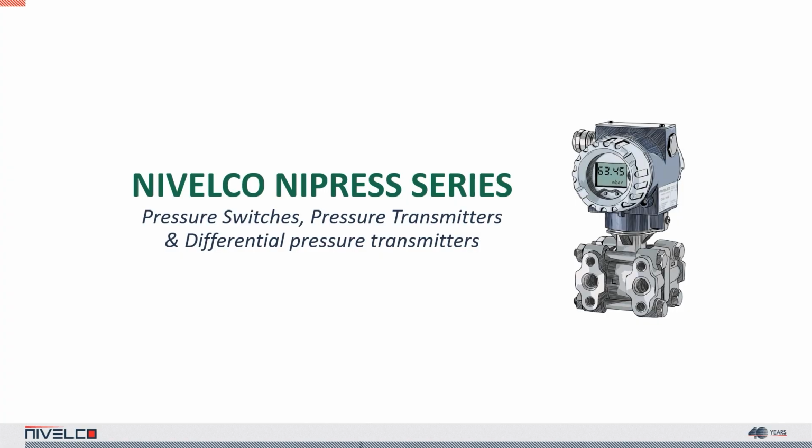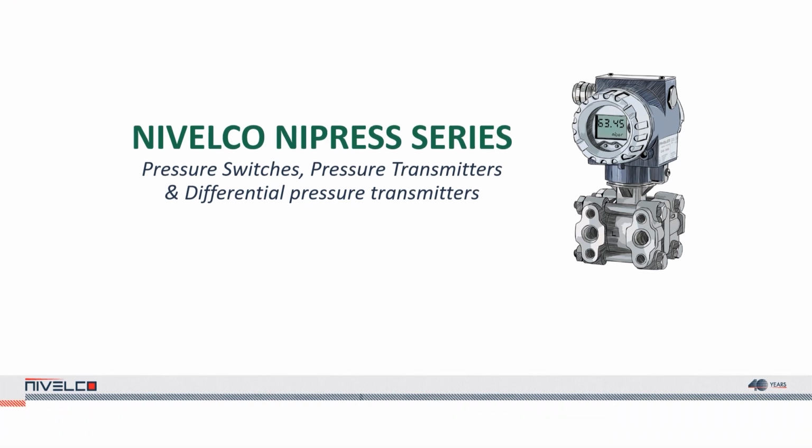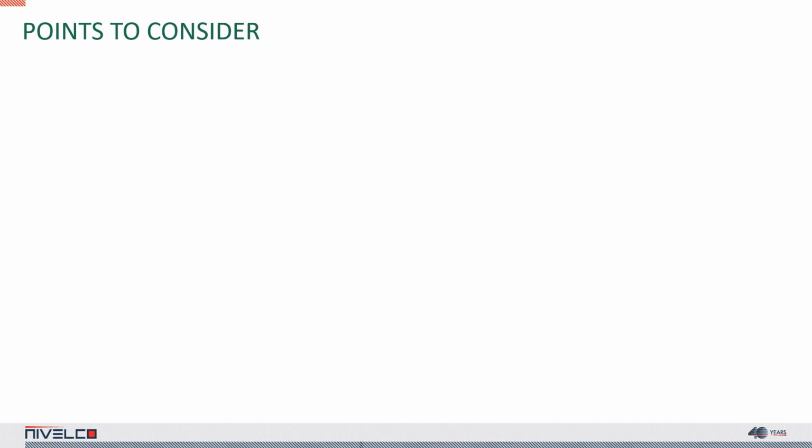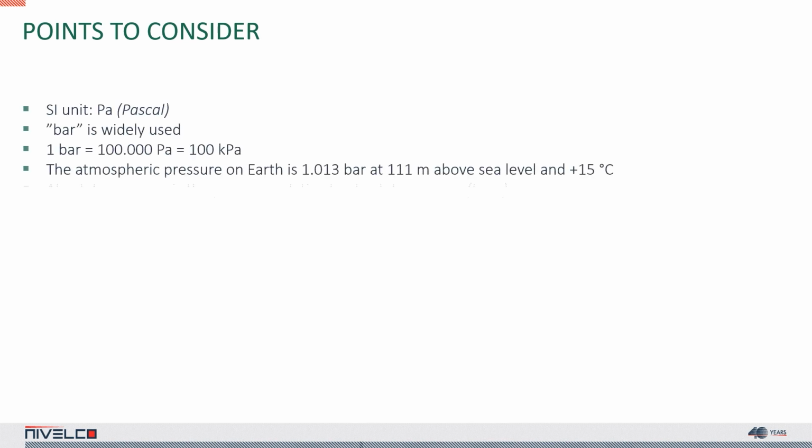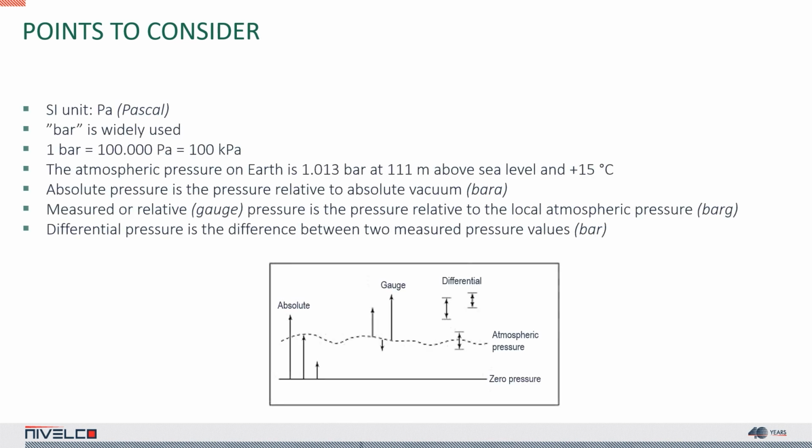In this episode, we're going to take a look at Novalco's NIPRESS devices. First off, let's review the terminology used in pressure measurement. The SI unit of pressure is Pascal, but the most popular is bar due to its extensive use in meteorology. The atmospheric pressure on Earth is 1.013 bars at 15 degrees centigrade and 111 meters above sea level.